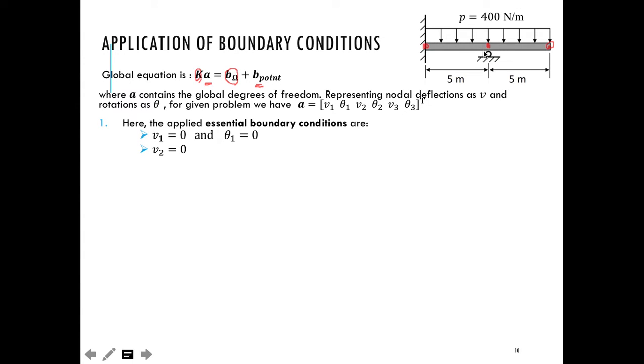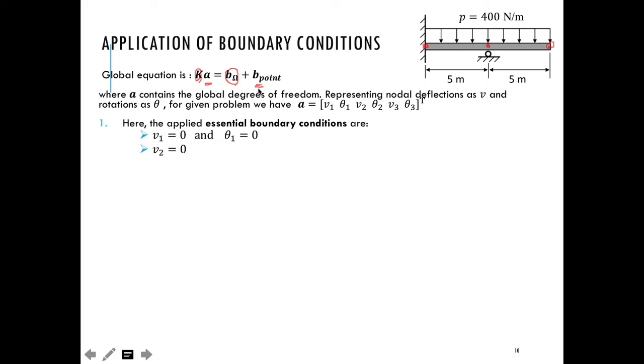ठीक है, so you need to be a bit careful कि fixed support का क्या effect होता है, roller support का क्या effect होता है. Okay, so those are, and that's it. यही हमारी essential boundary conditions है. Then moving from our essential boundary conditions, तो ये हम इससे हमें हमारा A मिल जाएगा. Then let's move on to B point.